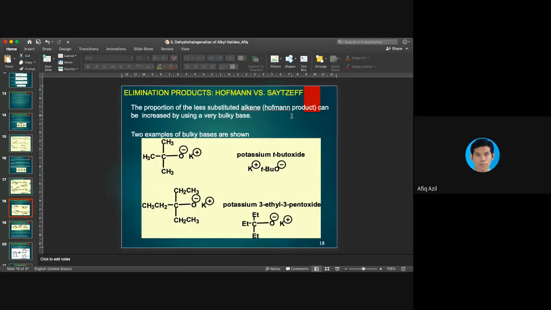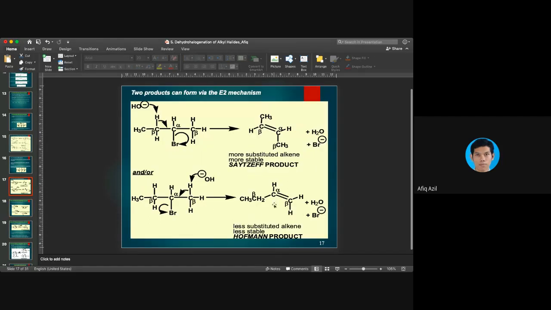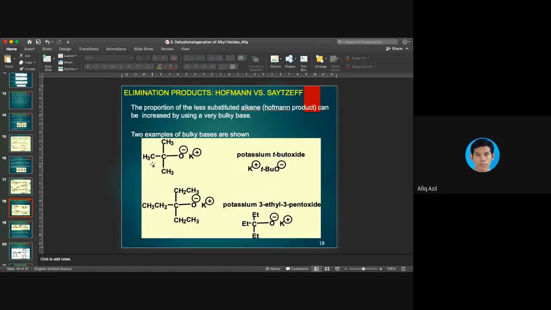But what if you want to change that? For that particular reaction, you want to have the Hofmann structure, this one, as the major product. You still want this a lot more than this. You can do that by using a very bulky base, which means the nucleophile that you use, the base that you are using, is very bulky. An example is potassium tert-butoxide, which is this one. The structure is this. This is your nucleophile. Or potassium 3-ethyl-3-pentoxide. Okay, this one.